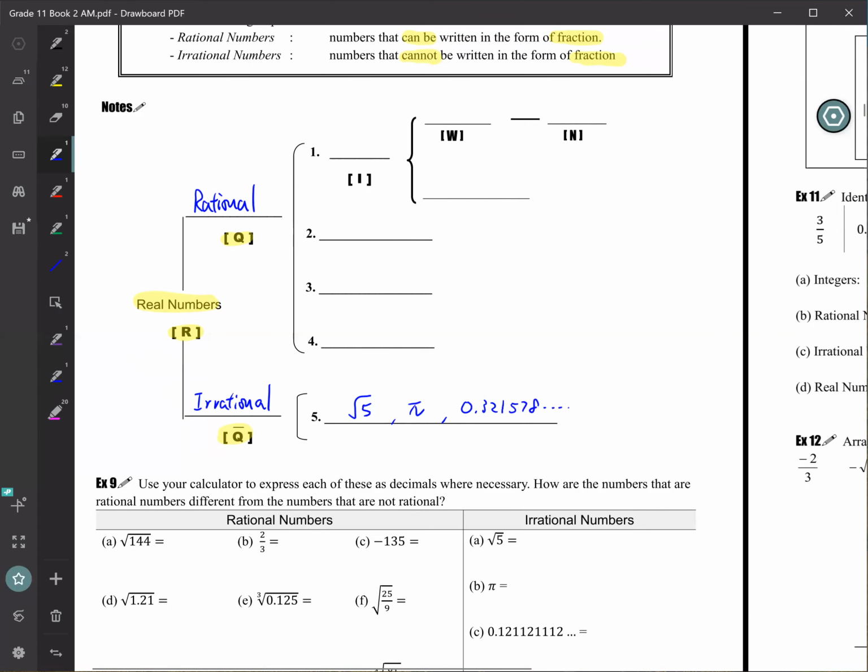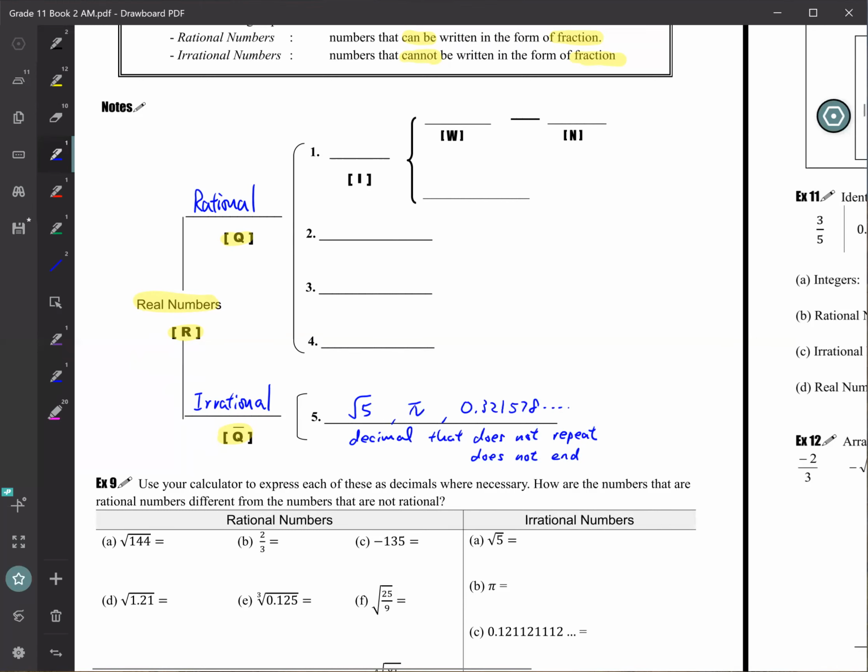So the definition would be a decimal that does not repeat and does not end. Something like 0.1111 is still rational, because it has a repeating decimal. So it must not repeat and not end. Everything other than that will belong to rational.